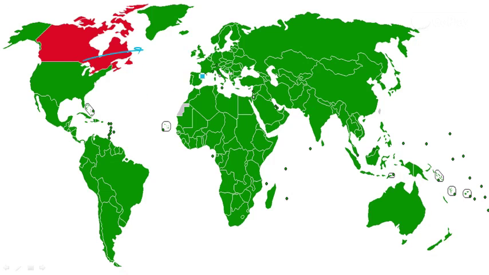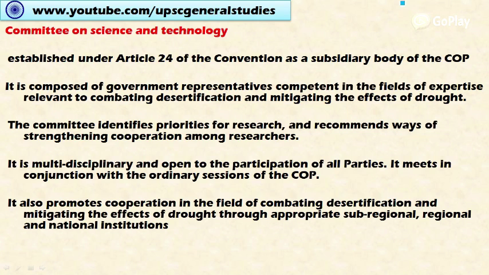Except Canada, all the United Nations member countries are signatories to this convention to combat desertification. This convention has a committee called the Committee on Science and Technology. It was established under Article 24 of the convention as a subsidiary body of the Conference of Parties. It is composed of representatives from the member countries, that is, experts in fields relevant to combating desertification and mitigating the effects of drought, that is, water stress. This committee identifies priorities for research in the area of desertification and recommends ways of strengthening cooperation among the researchers in the member countries. So it acts as a coordinating body as well as a formulating body for undertaking research. It is multidisciplinary and open to participation of all the member countries.